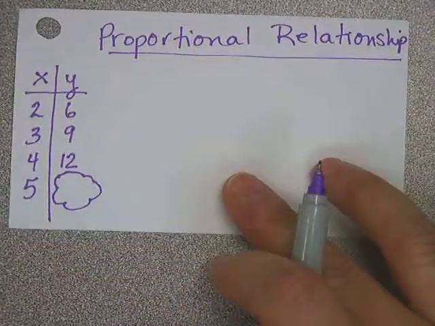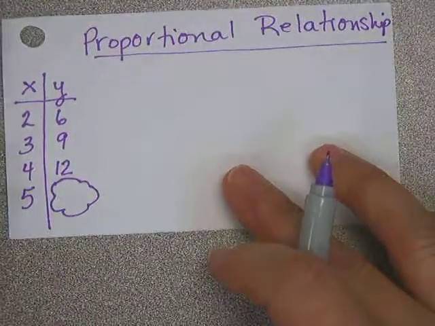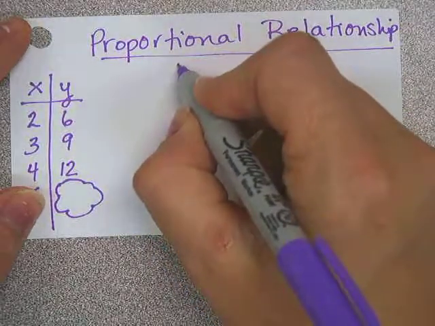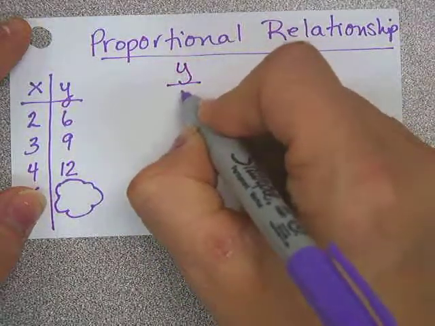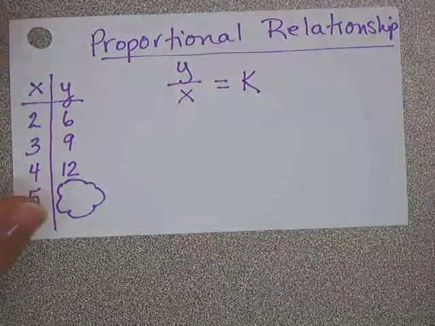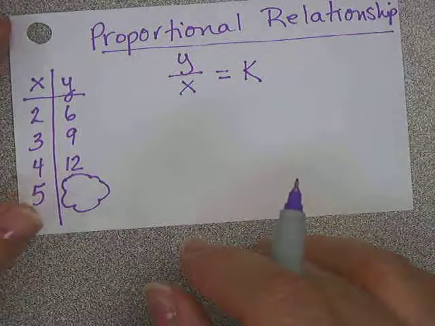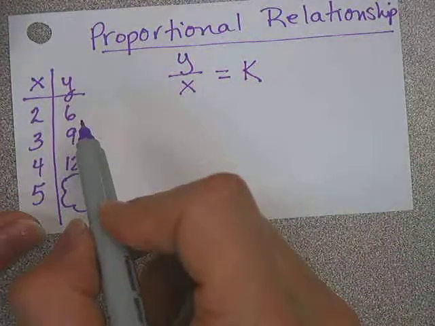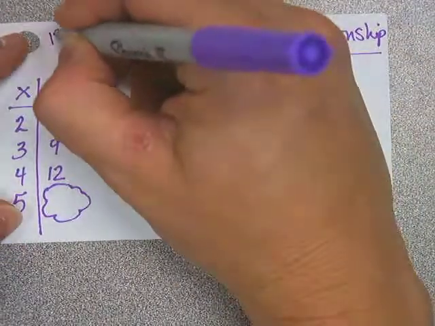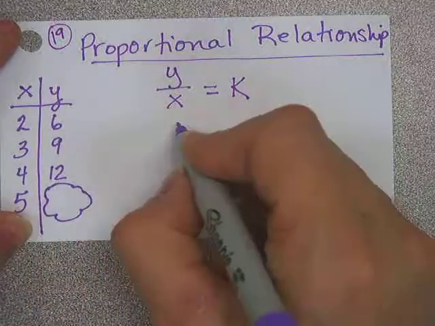Okay, and the last one is a proportional relationship. A proportional relationship is a relationship where every y value divided by the x value is always constant, is always the same. Okay, so copy this down. This is number 19. Card 19.